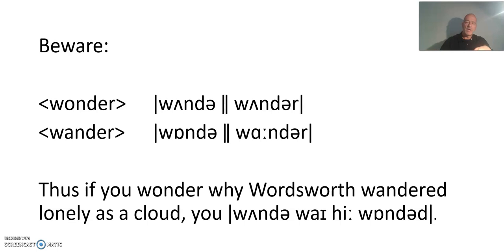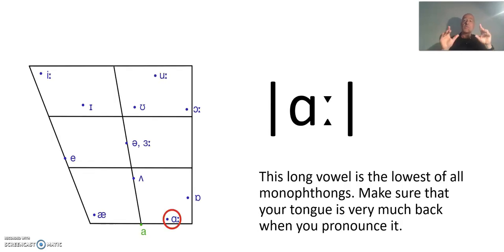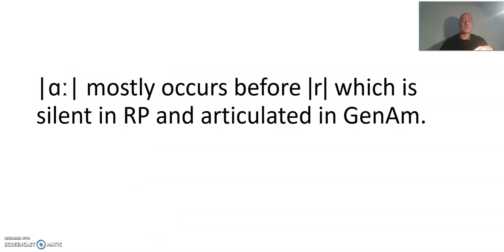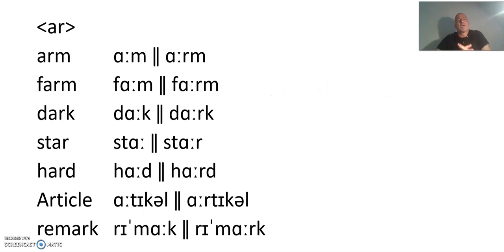Okay, here we go. Because this brings us to those instances where the sound exists in both varieties, the lowest monophthong we have in both varieties. Usually it occurs before R, which is silent in RP, before consonants. You will learn that later. But articulated in General American. You will see what I mean when we look at those examples here. So you have arm in British English, and arm in American English.